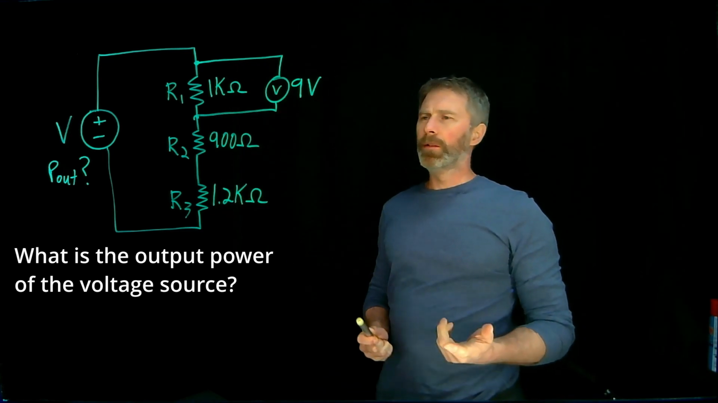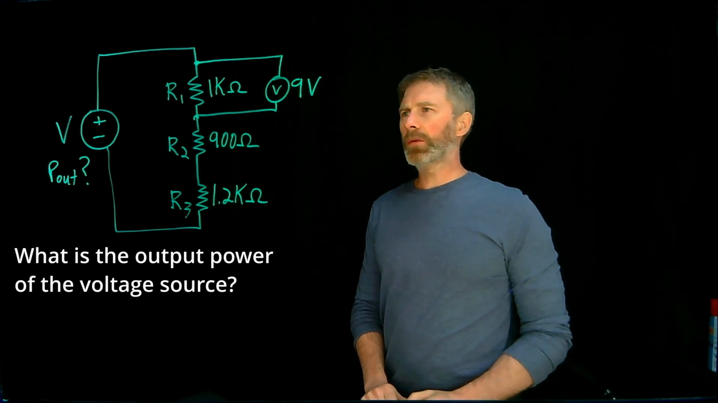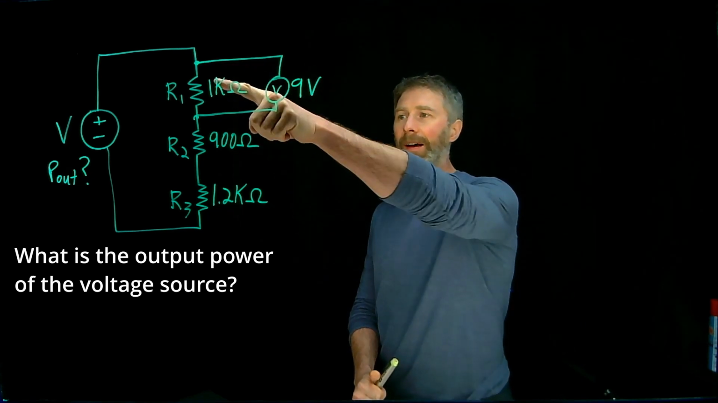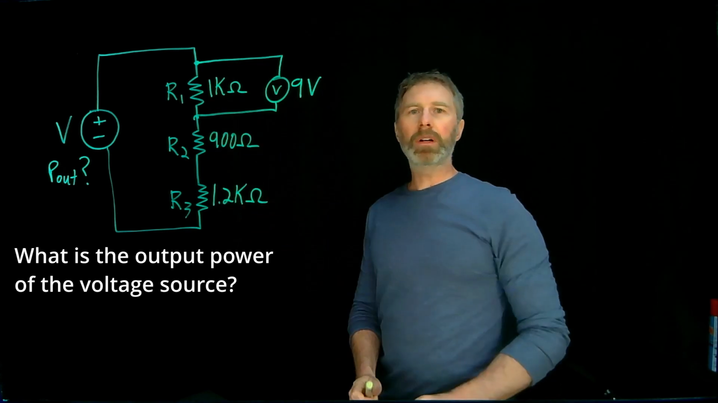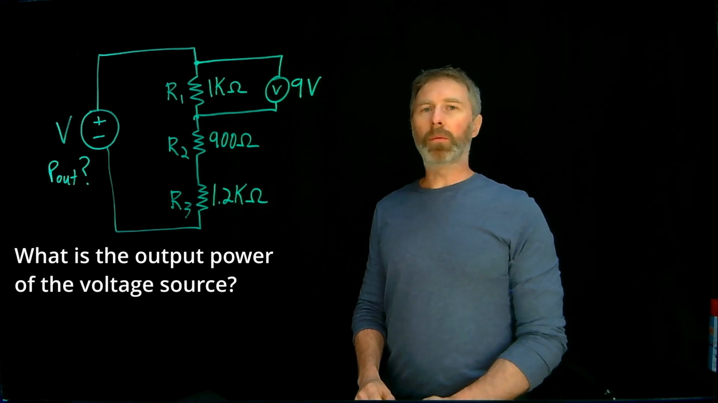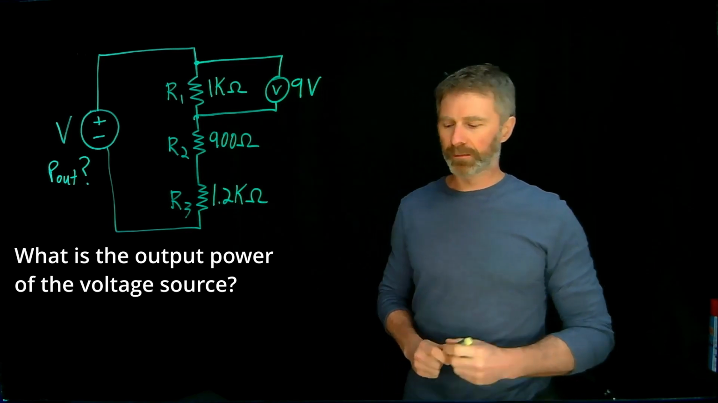So multiple different ways to go about solving this one. What I'm going to do is figure out what the current through R1 is first, and then that will also tell me the current through R2 and R3, and then I can use that current and those resistor values to figure out what is the power dissipated by each one of those resistors.